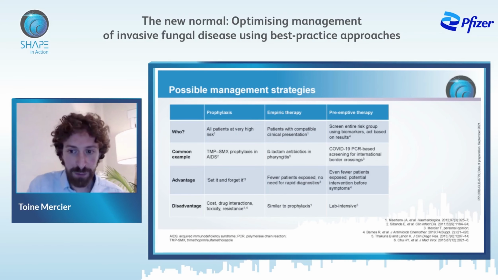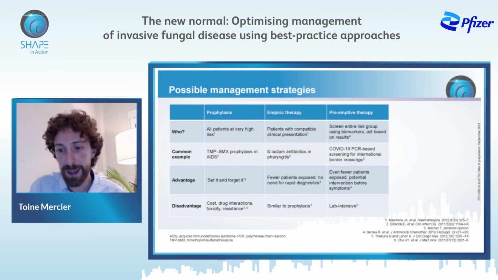Getting more narrow and smaller, preemptive therapy is where you screen a group and you start treatment based on the screening results. For example, something we are all going through right now is COVID PCR testing, where you test a whole population, for example, border crossings, and you act based on the results of the microbial testing. It's of course very lab intensive. Costs depend on the cost of diagnostics versus the cost of treatment, but you do expose a smaller group of patients to potential side effects.